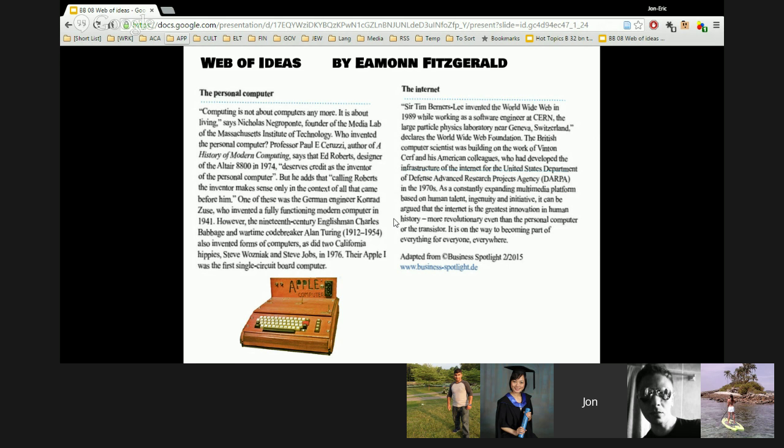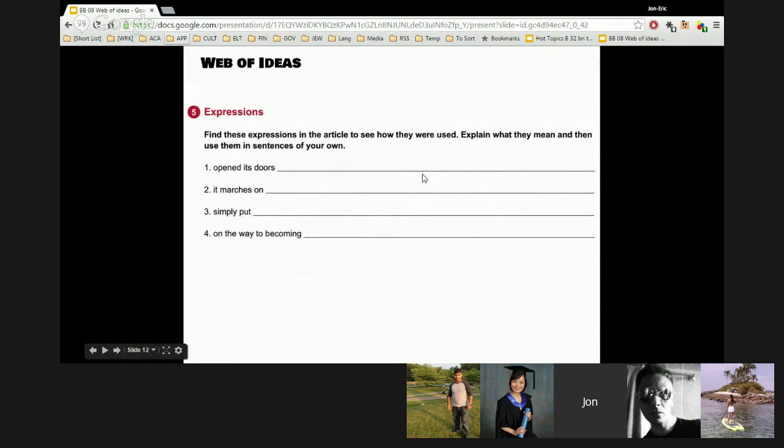Maybe I could say it is in the process, it's in the process, or it's in the middle of changing. It's on the way to becoming, it's in the middle of changing. It's in the middle of developing, something like that. Okay, so those are some collocations and some expressions that came up in the article. I just wanted to clarify them.